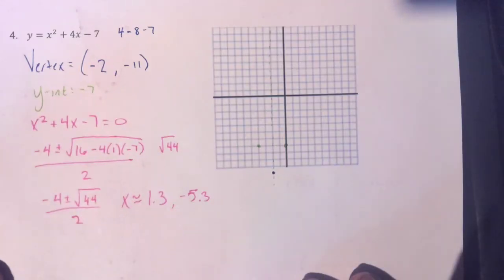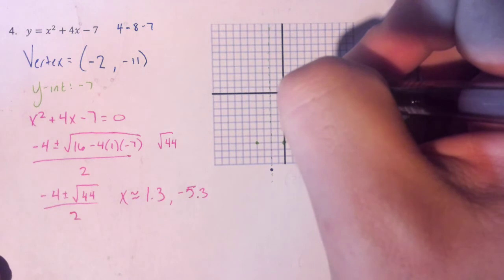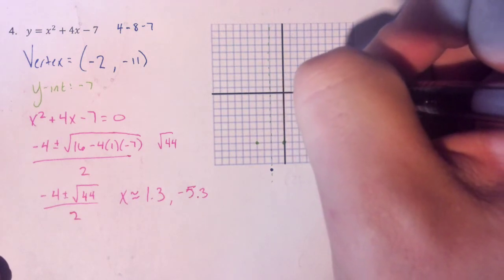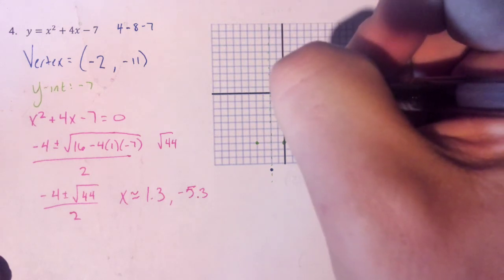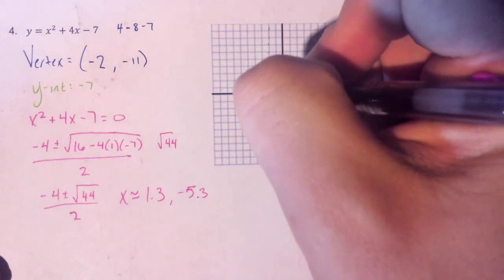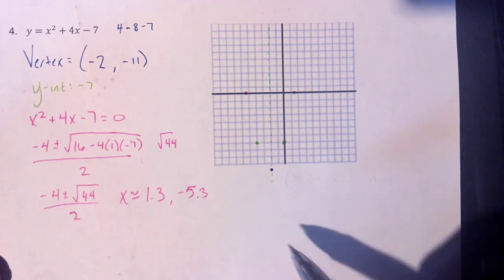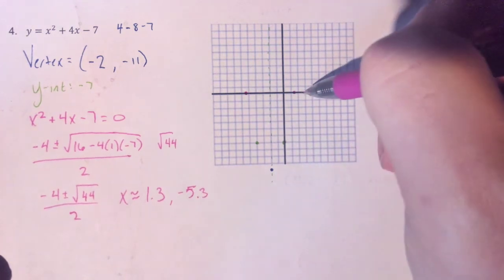Okay, so those are my x-intercepts. Positive 1.3, right about there, and negative 5.3. 1, 2, 3, 4, 5.3. So again, maybe you want one more point. Let's get one outside of this one.